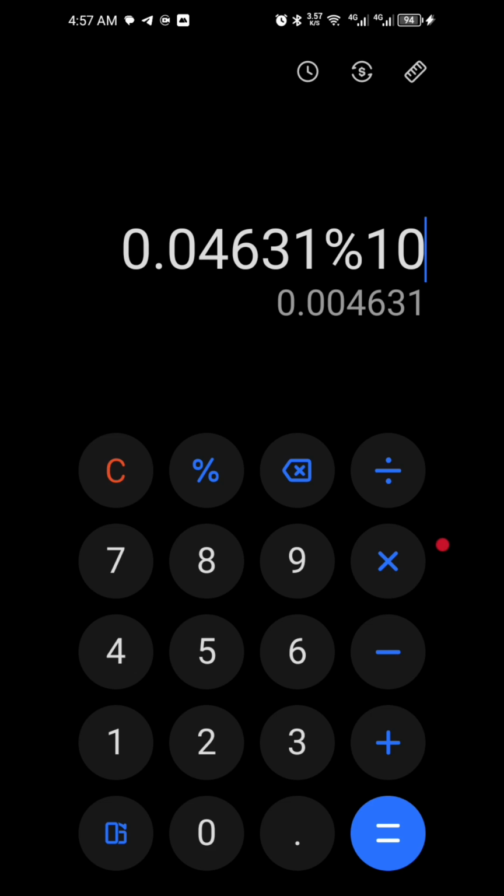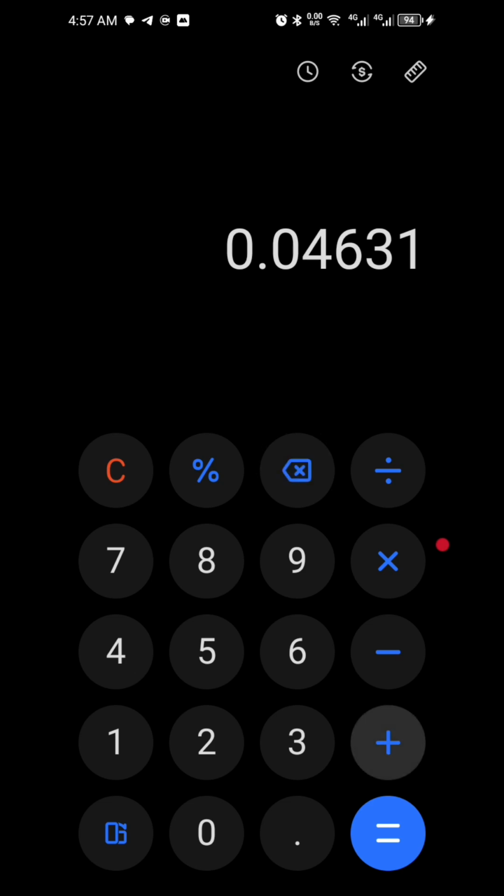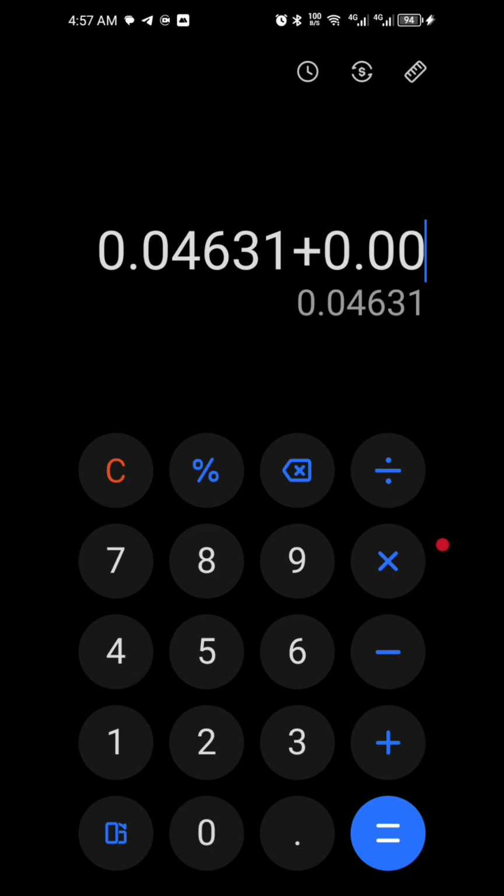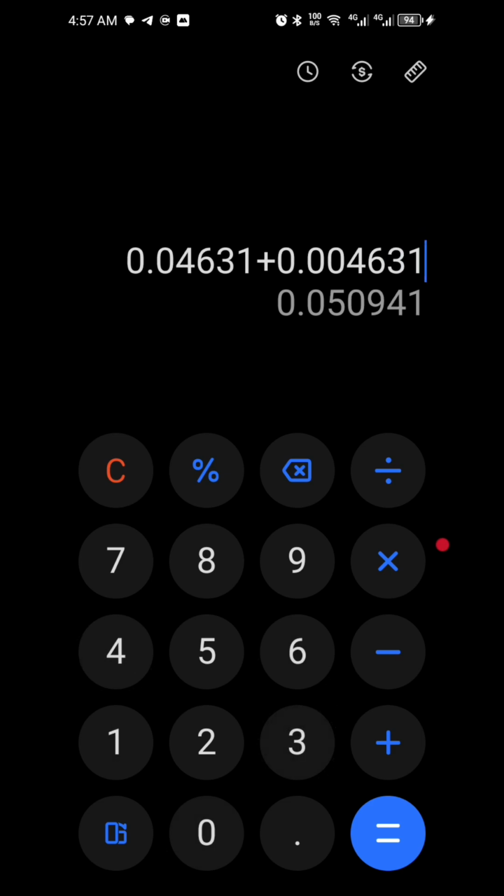And we are looking to get 10% out of the market. So this is how you're going to calculate it. You're going to do 0.04631 percent 10, and you will get 0.004631. Now what you're going to do is add that 0.004631. So your 10% take profit is going to be at 0.050941. So when the price gets to 0.050941, you're going to be leaving the market.